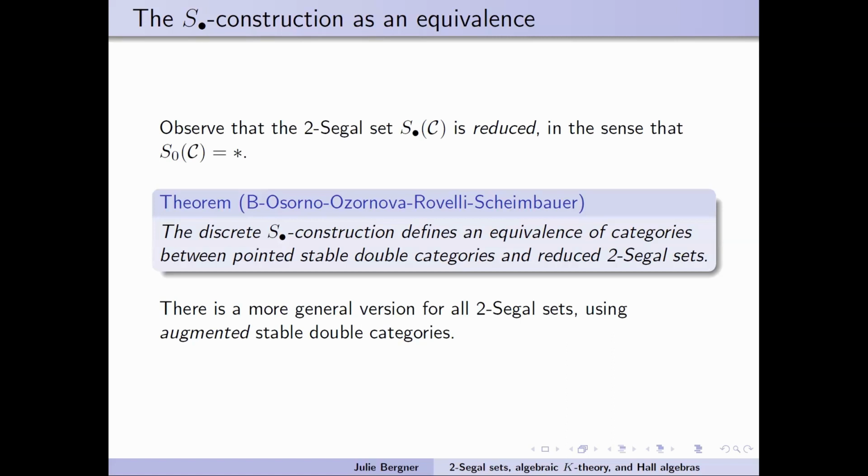Now, you might be unhappy with the reduced part. There is a more general version, and this is what we actually prove, so that you can get all 2-Segal sets, and you end up having something called augmented stable double categories. I'm not going to get into that. It's a little bit of a weird condition, sort of like having a local initial or locally terminal condition on some set of objects.